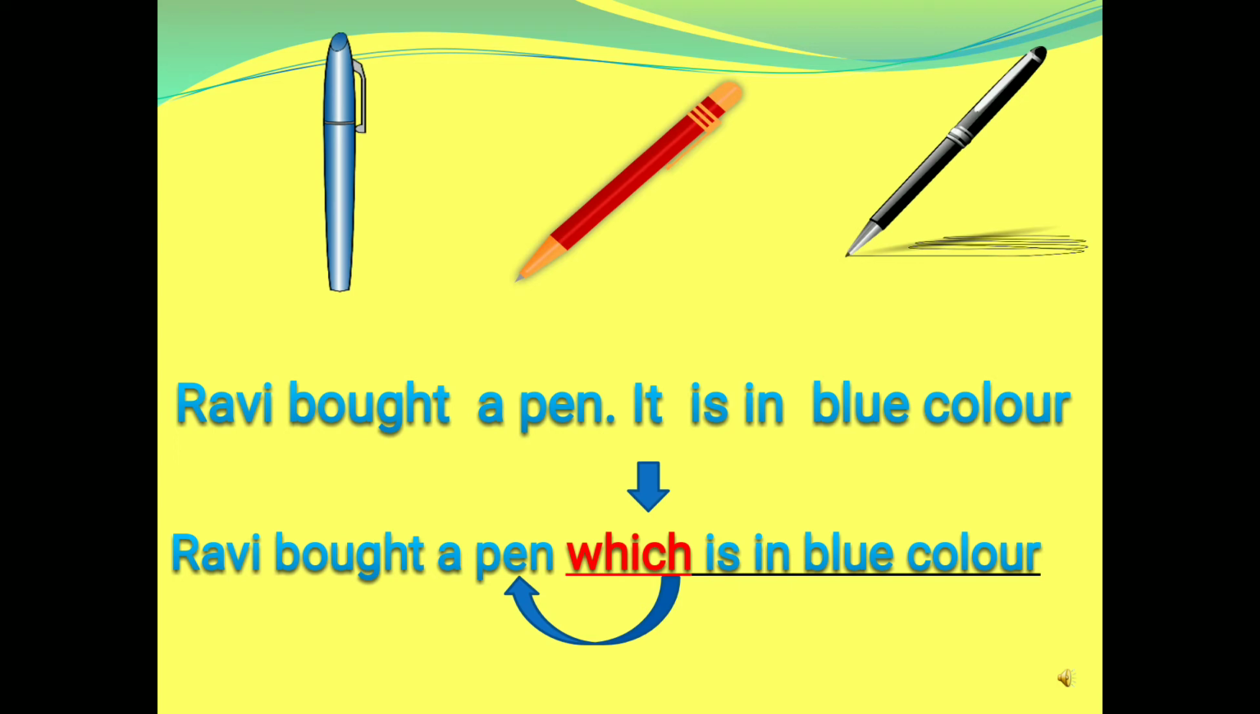Does it give any sense? No. Ravi bought a pen which is in blue color gives the complete sense. So here the second sentence, that is the underlined sentence, is dependent on the first sentence. So it is called dependent clause or relative clause, and the first sentence, Ravi bought a pen, is called main clause. Here Ravi bought a pen gives full meaning and it is not dependent on the second sentence. So it is called main clause, and the underlined sentence is called relative clause.